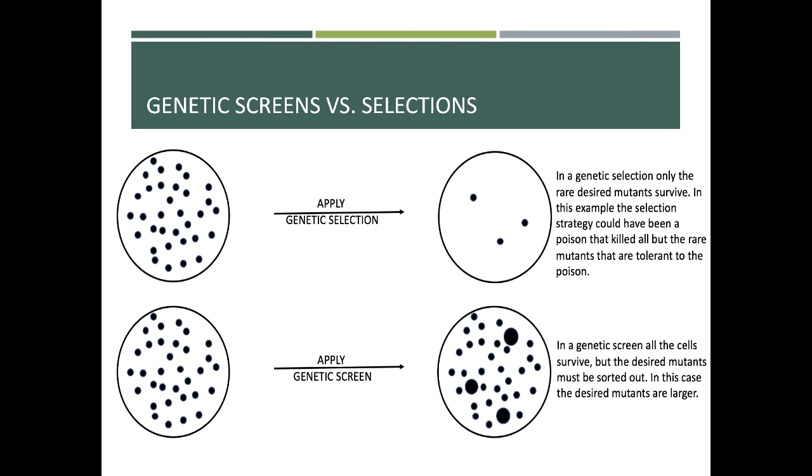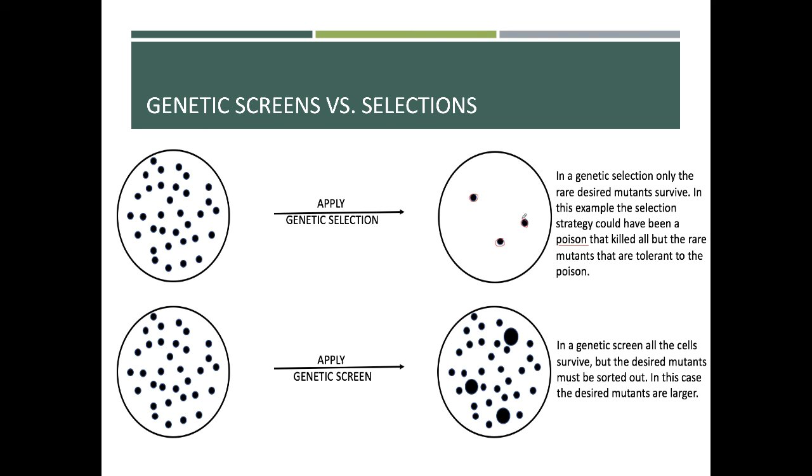All right, let's spend a little bit of time talking about genetic screens and genetic selections. Let's begin with a genetic selection. In this example here, we have a plate of yeast colonies. Then some sort of genetic selection is applied. For instance, maybe, as the example over here says, it's a poison that's added. Now with a selection, only the colonies that survive here are the ones that we're interested in.